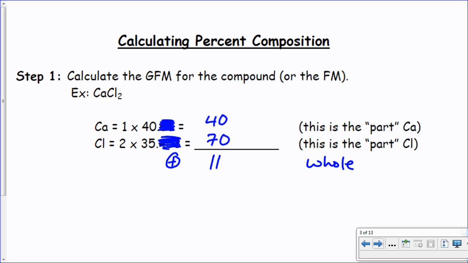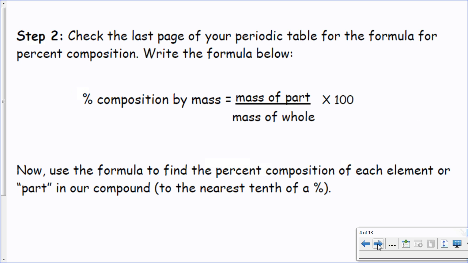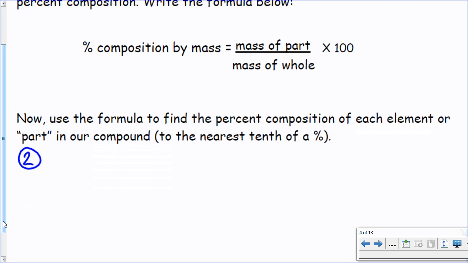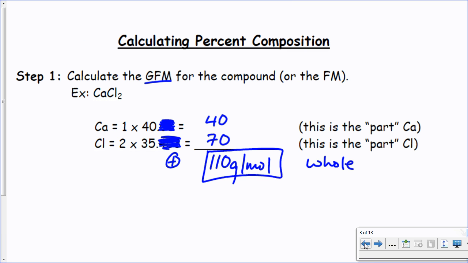40 and 70 is 110 grams per mole, because that's the units for gram formula mass, according to the first video, GFM, grams per mole. That's the whole. Now in percent composition, we take it to the next step. We take the part that we're interested in, divide it by the whole that we just calculated. We're going to use that formula in the second step to figure out the parts that are due to each element. So the part that was due to the calcium element, the 40, is divided by 110 here.